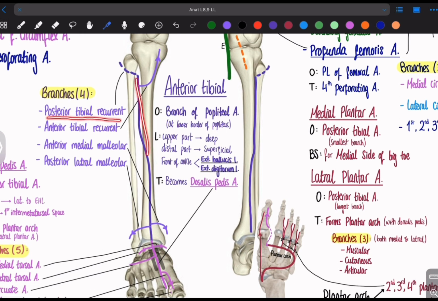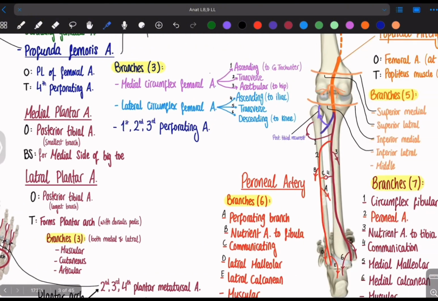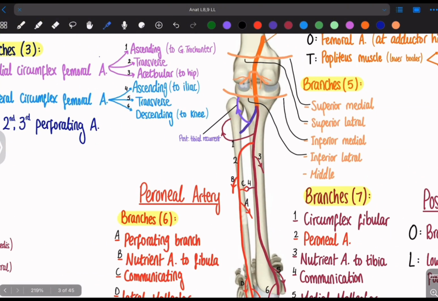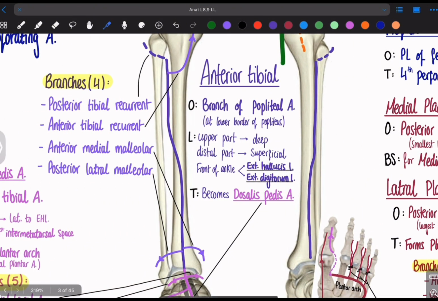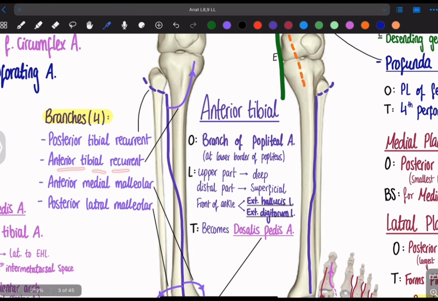We can't see it here because from its name, it's posterior. So let's go back here and we're going to see it. The posterior tibial recurrent is posterior, going to the tibia and recurring, going backwards. So this is the posterior tibial recurrent, the first branch. The second branch is the anterior tibial recurrent, the opposite, from the anterior side. So here we have the anterior tibial recurrent.